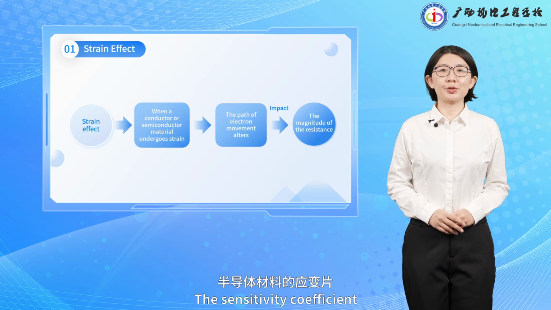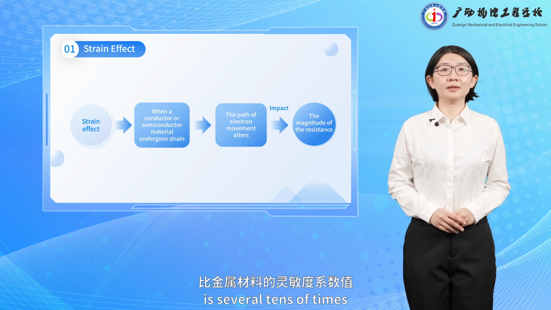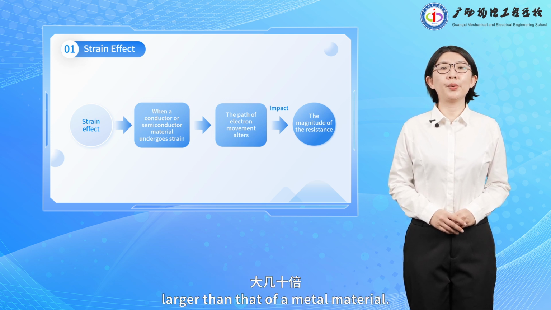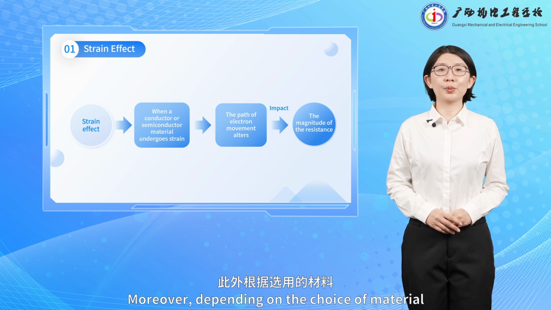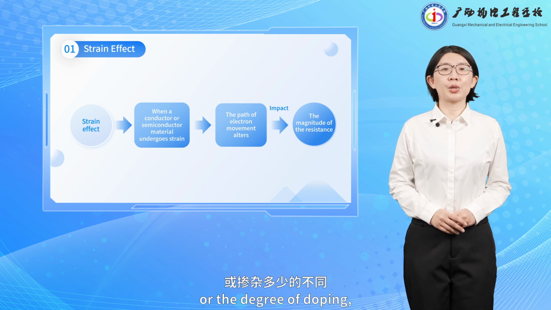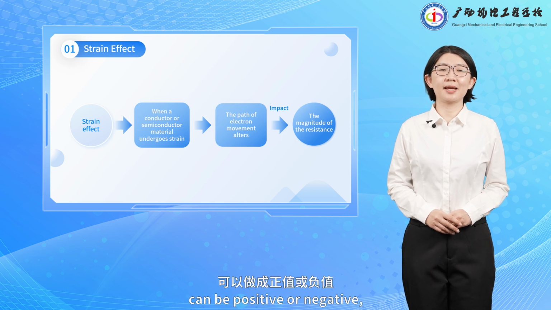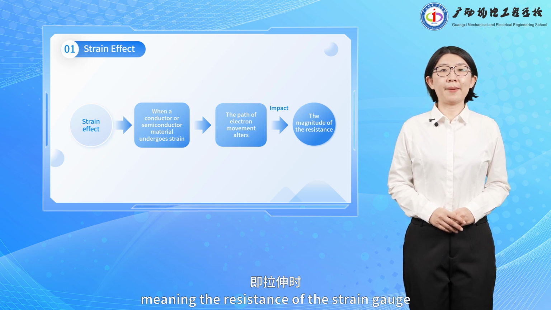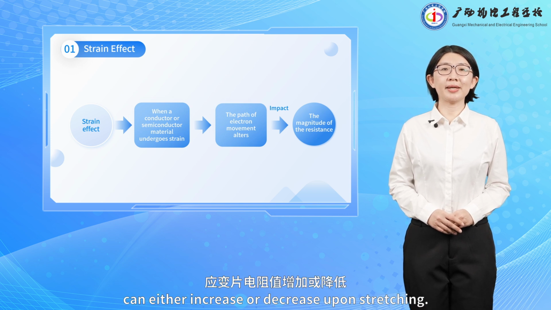The sensitivity coefficient of a semiconductor strain gauge is several tens of times larger than that of a metal material. Moreover, depending on the choice of material or the degree of doping, the sensitivity coefficient of a semiconductor strain gauge can be positive or negative, meaning the resistance of the strain gauge can either increase or decrease upon stretching.